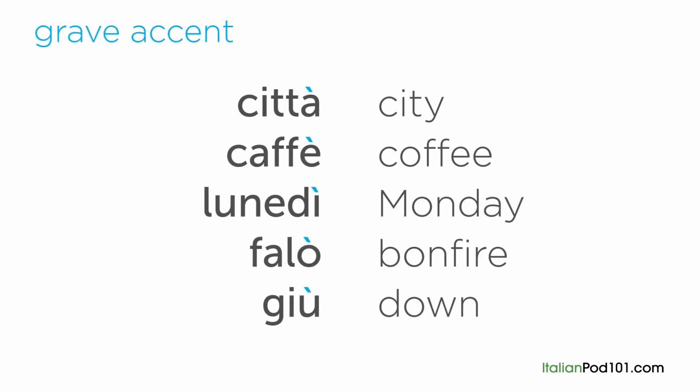The grave accent can only appear over vowels. Any vowel that appears at the end of a word can have a grave accent. Città, caffè, lunedì, falò, giù. The grave accent, then, actually takes away the ambiguity from where to place the stress. It's essentially telling you to stress this vowel. So, whenever you see the grave accent in Italian, just stress that syllable.